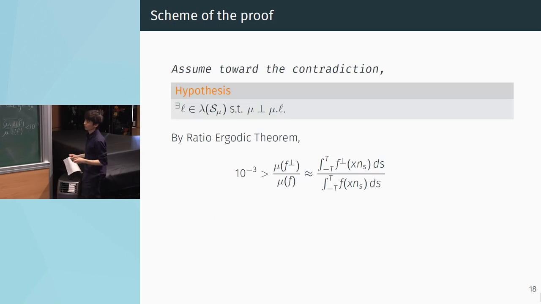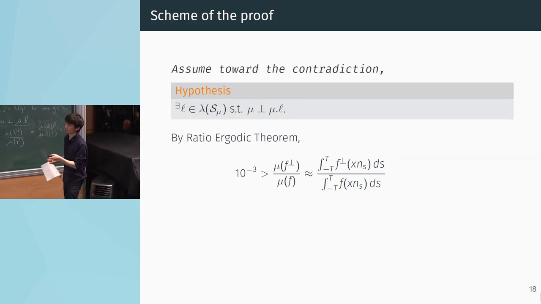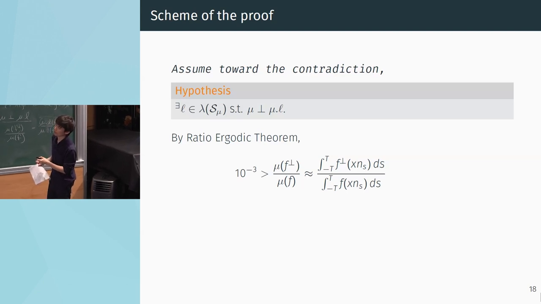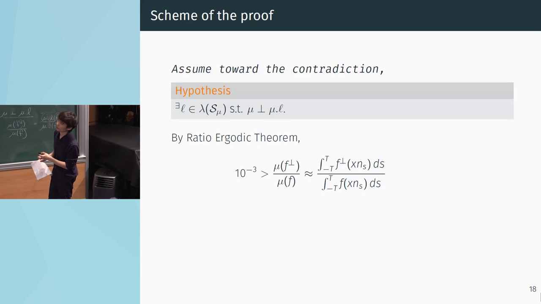So here's an argument, or like the direction. You can choose such f that witnesses mutual singularity, and this quantity you can make as arbitrary as you want. And if you use the ratio ergodic theorem, if you take a sufficiently large window, you can make this ergodic average, or the ratio of the ergodic averages, almost the same as this, and then it should be really small. And for some reason, if you can say that this is greater than some definite amount, then you win.